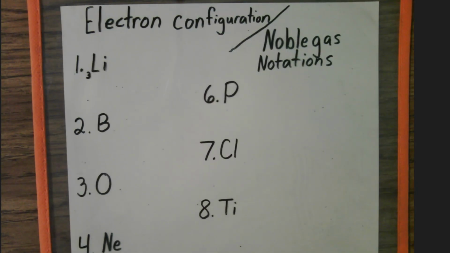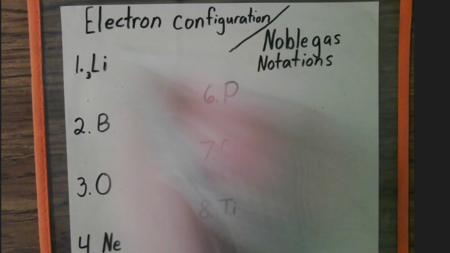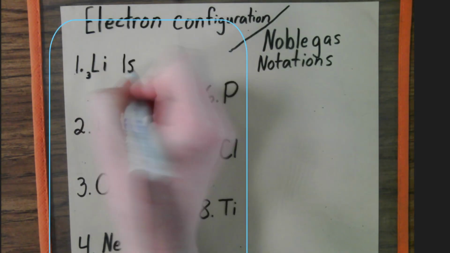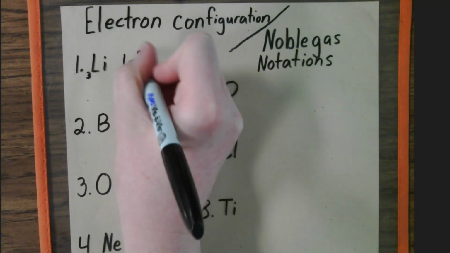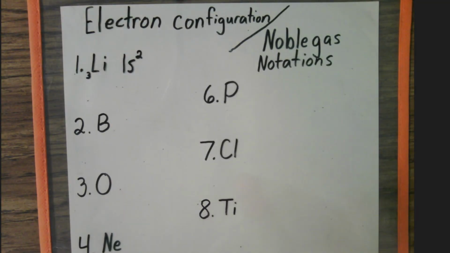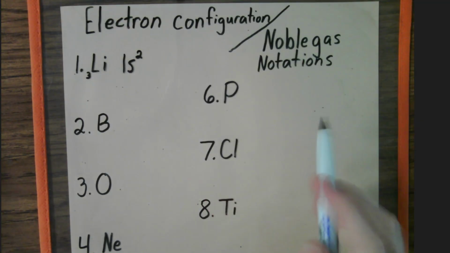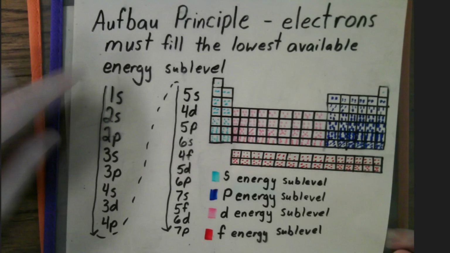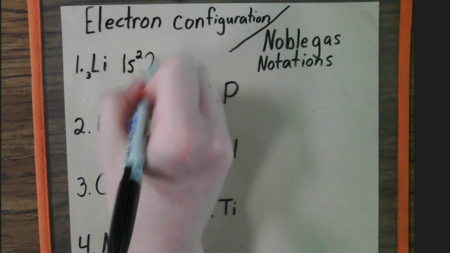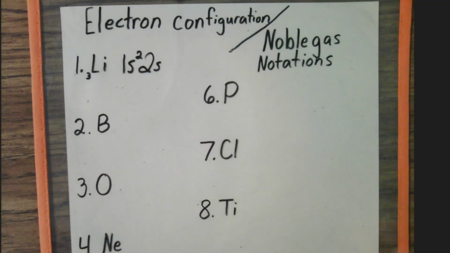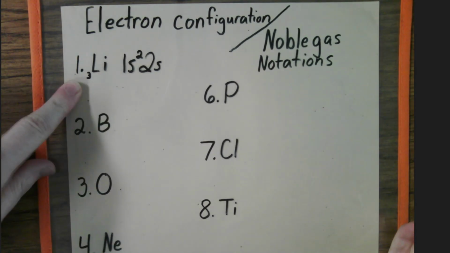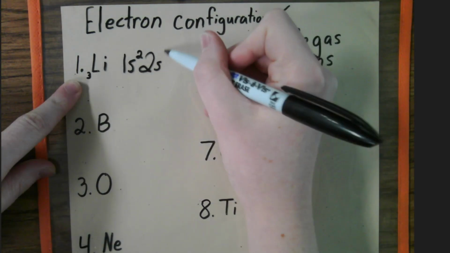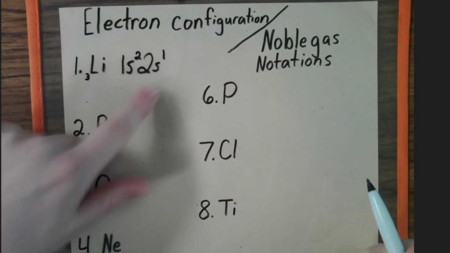Step one: 1s can hold up to 2 electrons. So we're going to write 1s, and that is the first one on our line here. 1s2, we need to get to 3. We currently have 2 electrons, so now we're going to have to fill up that next available spot, 2s. And yes, the s orbital can hold 2, but lithium only has 3 electrons. So it's going to be 1s2, 2s1.